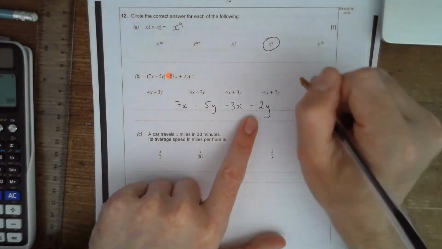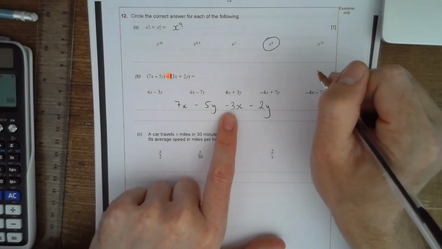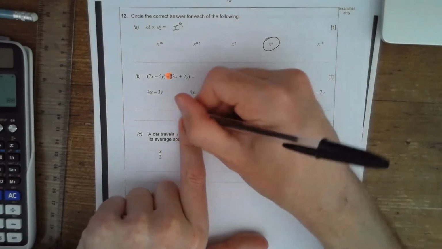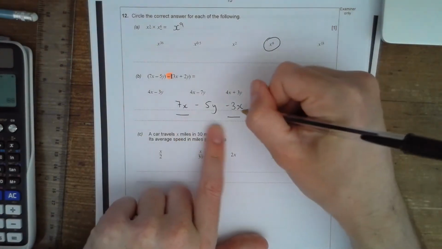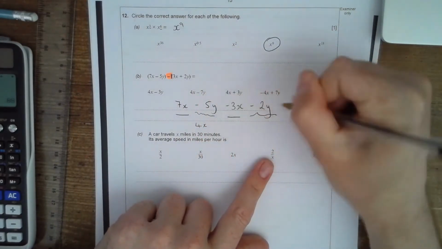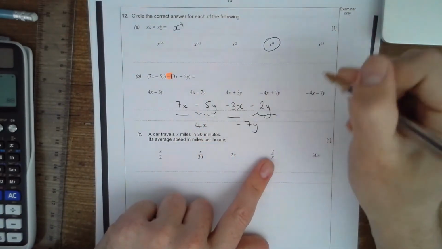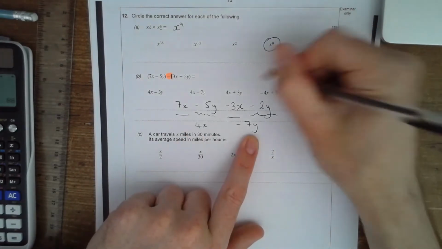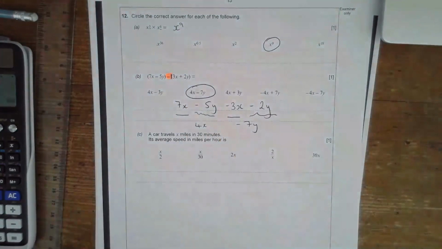Now that's where you're likely to have gone wrong, that you didn't have the minus there, but you had the minus the 3x. I've then got 7x minus 3x, so that would be 4x, and then minus 5y, take away a further 2y, would be minus 7y. So 4x minus 7y is the one I'm looking for there.